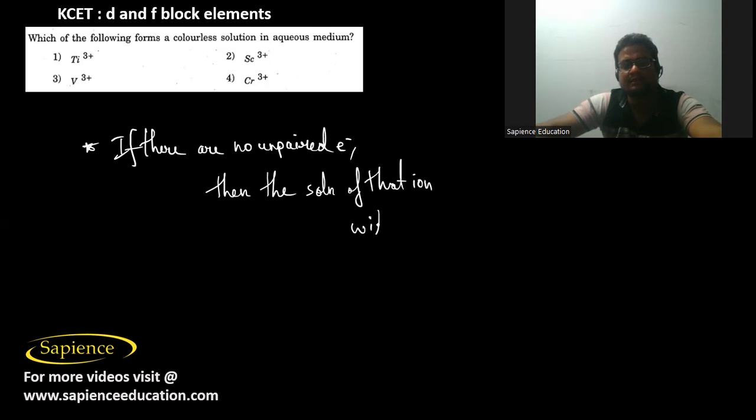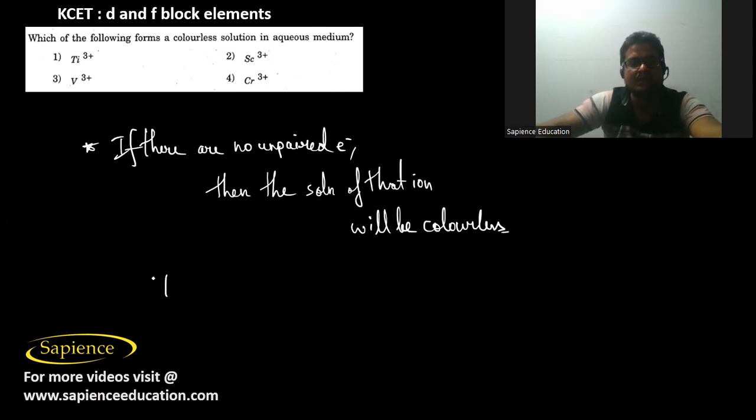Then here it is told, which of the following forms a colorless solution in aqueous medium. So the rule is that if there are no unpaired electrons, it means all the orbitals are fully filled, then the solution of that ion will be colorless.